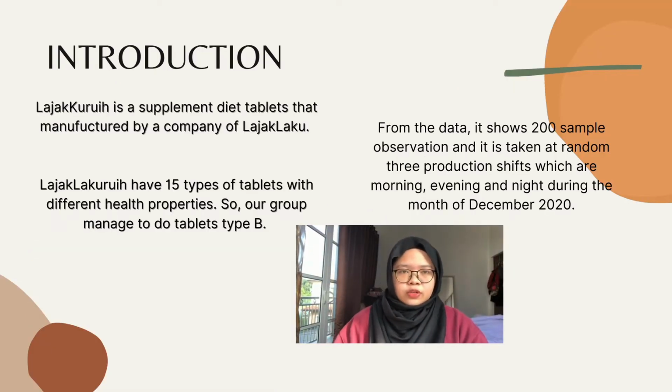For the introduction of our group assignment, LAJAK KURUIH is a supplement diet tablet manufactured by the company LAJAK LAKU. LAJAK KURUIH has 15 types of tablets, and each type has different health properties. Our group managed to do tablets type B, and the data shows 200 sample observations taken at random over 3 production shifts, which are morning, evening and night. This data was collected during the month of December 2020.